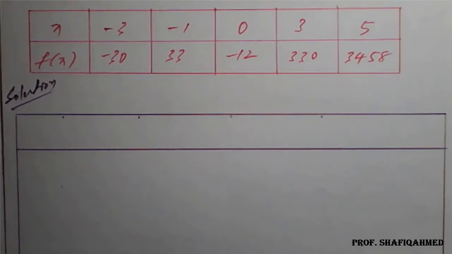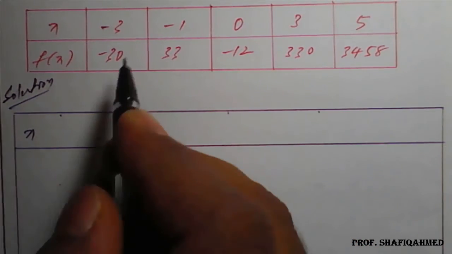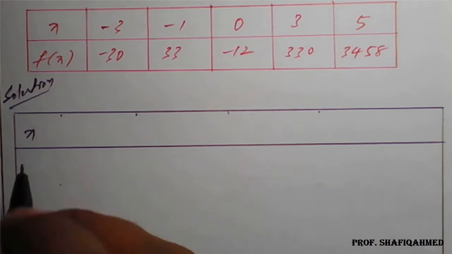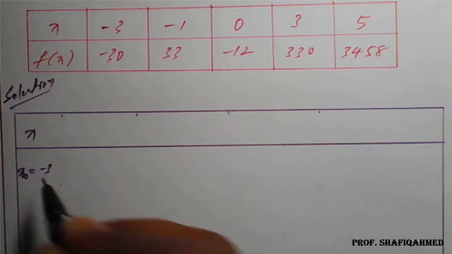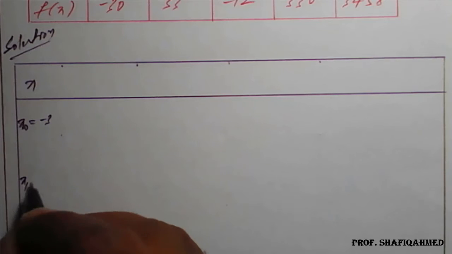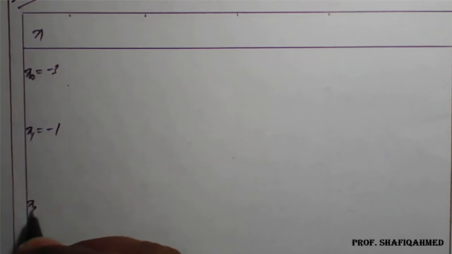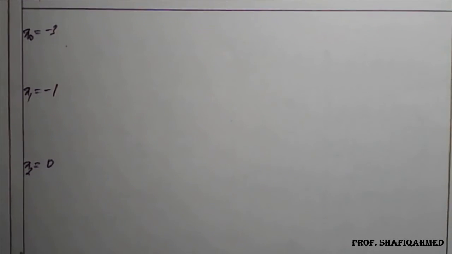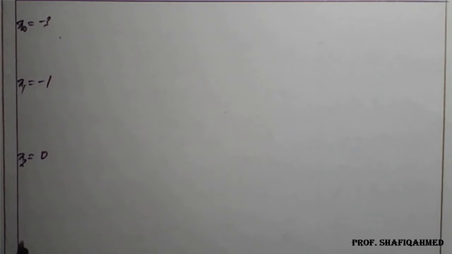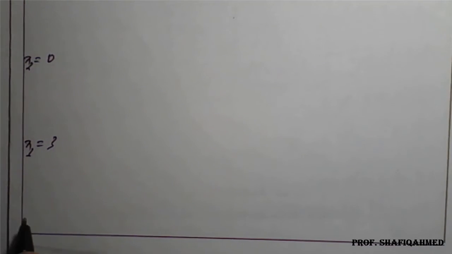So, solution here. We'll first collect the values for x here. So x values, this is x0, x1, x2, x3, x4 value. x0 value is -3. x1 value is -1. x2 value is 0. x3 value is 3 and x4 value is 5.